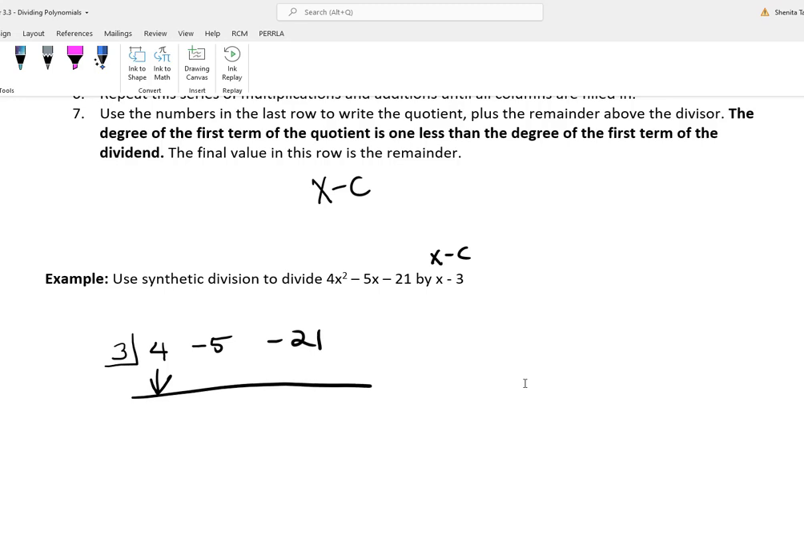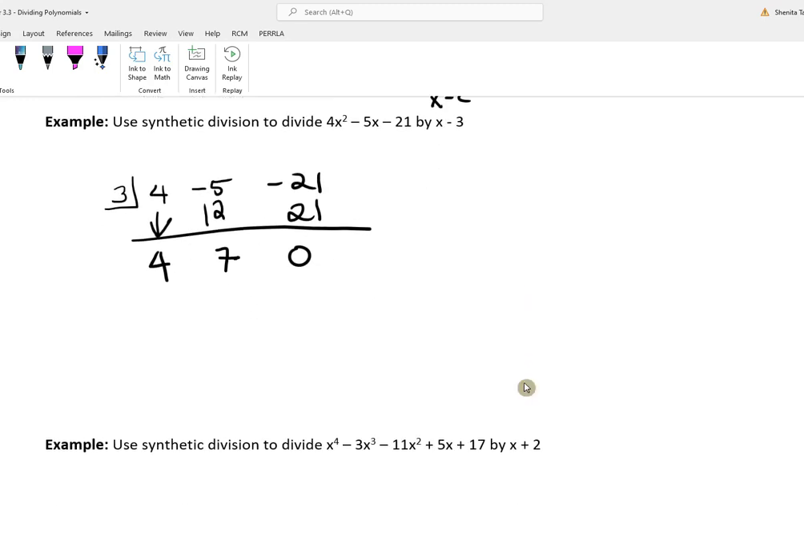Okay? So now what you're going to do is bring down this first term, which is a 4. You're going to take 3 times 4. You get 12. You're going to add it with that negative 5. You get 7. So you multiply again. 3 times 7 is positive 21. You're going to add it with the negative 21. You get 0. So there are no other numbers. We've completed the division.